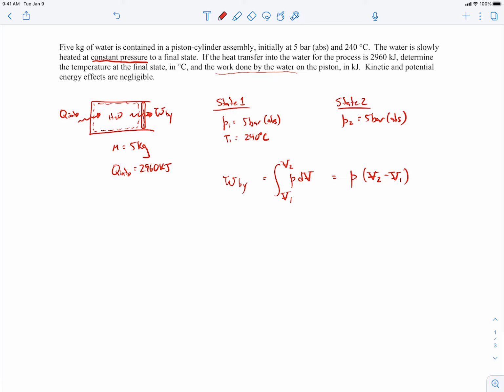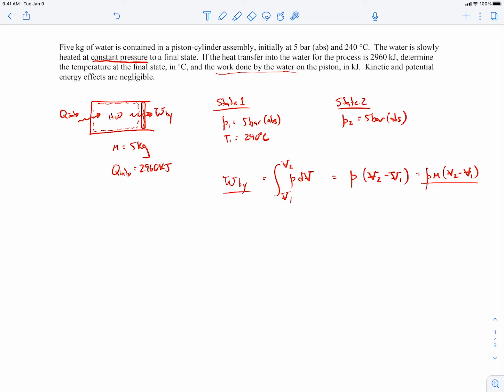And rather than do just the volume by itself, I'm going to do it in terms of specific volume. The reason is because I'm given the mass. I can find the specific volume at state 1 just because I know the pressure and temperature, so that means I can find the other properties at state 1. I still have to find it for state 2, but we'll come back to that. So let me just rewrite this as pressure times the mass times specific volume 2 minus specific volume 1. So I'm going to need to determine what those specific volumes are.